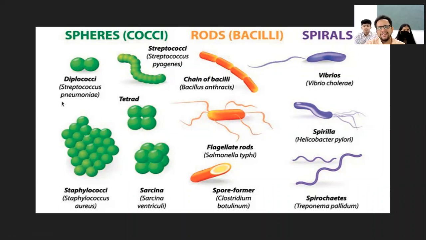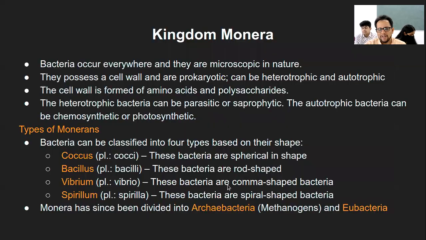Okay, so these are the general examples: spheres, which are cocci; rods, which are bacilli; and the spirals, including the comma shape, that is Vibrio. There are spirochetes as well, which are exactly spiral shaped bacteria. So that was the last category, Spirillum, right? These are the spiral shaped bacteria. They can be called spirochetes and so on. So these are the four main categories. There are several subcategories, but we don't have to go there as of now. You will learn it probably in class 11th, if at all you take biology. So that is different types of Monera.